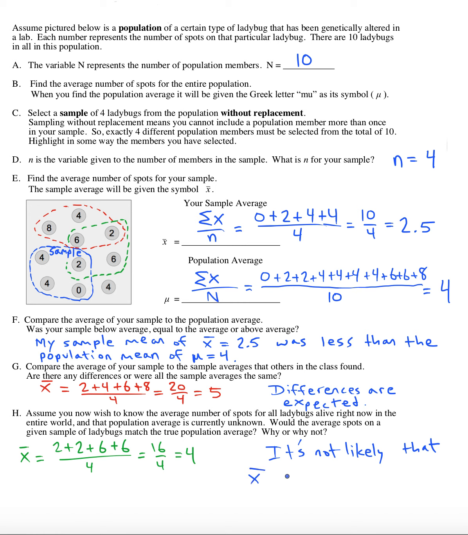That x bar will equal mu. And the reasoning why not is because there are variations in the data. So whenever we take the average of a sample, it's not guaranteed that it's going to match the population mean. I hope this example makes that clear.